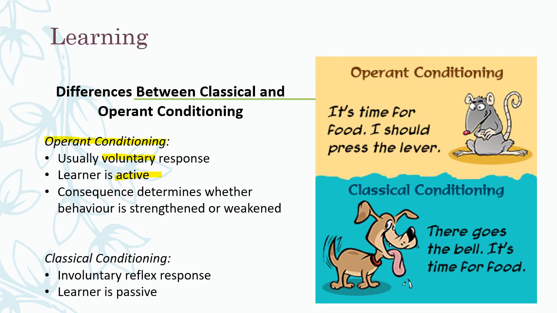Consequences determine whether behavior is strengthened or weakened. So consequences is all to do with operant conditioning. With classical conditioning, it is involuntary and it is a reflex response. And the learner is passive. So make sure you at least have those ones. There are lots more differences, but stick with those ones to begin with if you can't focus on anything else.